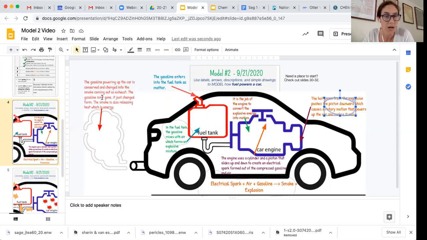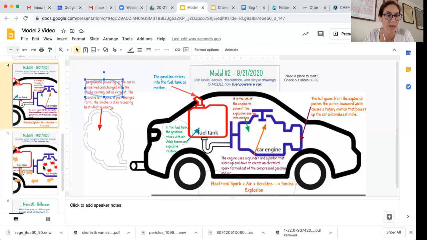And then over here again, when we're talking about the exhaust, there is a discussion of matter being conserved, but just changed. And this student, just like the last one, could benefit from including that exhaust is made up of carbon dioxide, CO2, and water vapor. So using the rubric would help them go back and identify that.